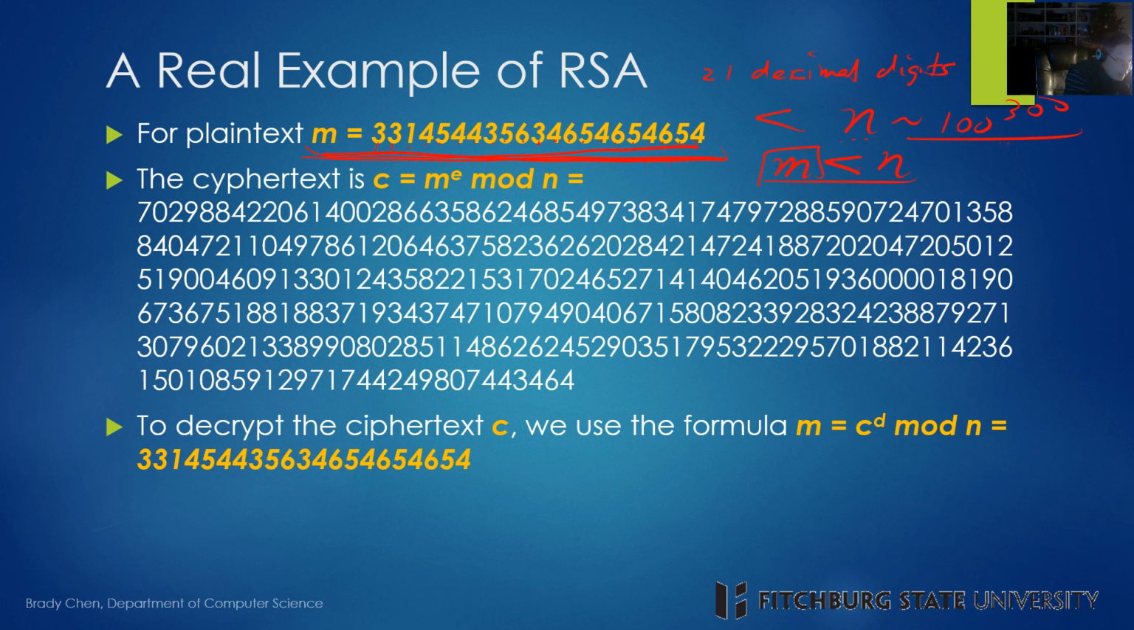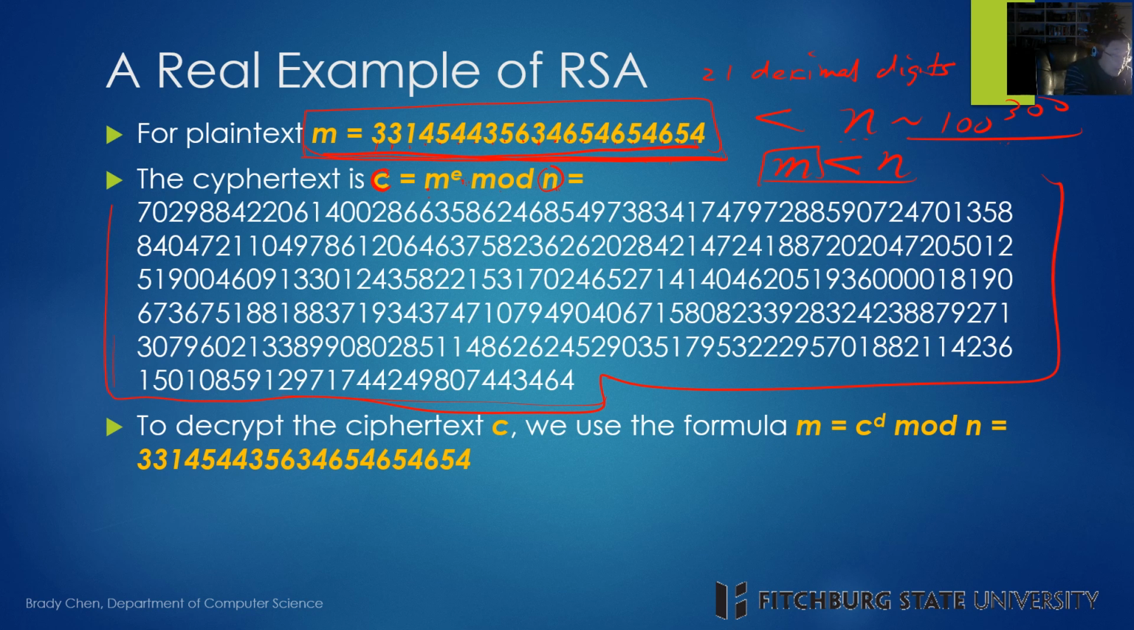So what I do is calculate m to the power e, m to the e. E is the public key, right? Mod n. n is known to everyone, so you make n public. So m to the e mod n, and you generate c. Now what is c? c is this. So this is m, the plain text, and that's c, the ciphertext. You mail out the ciphertext.